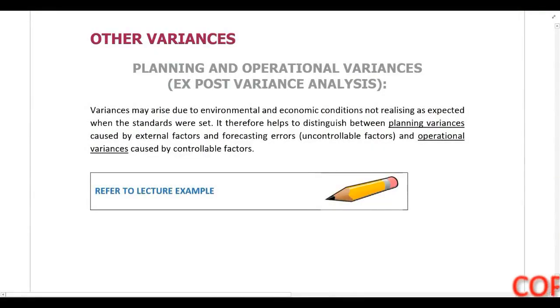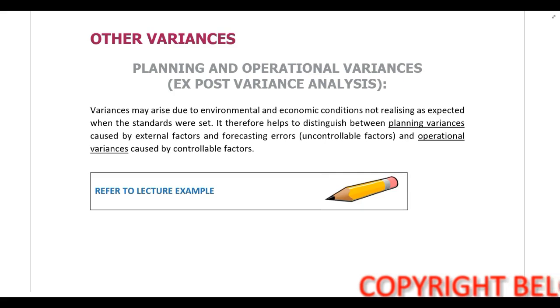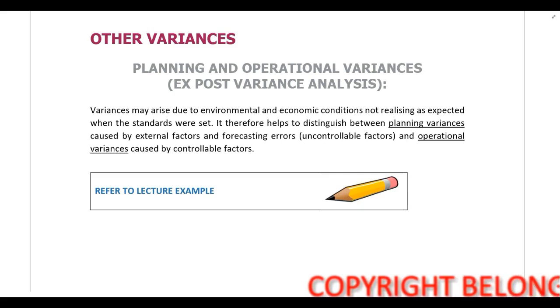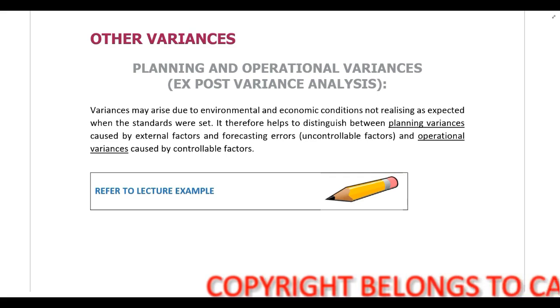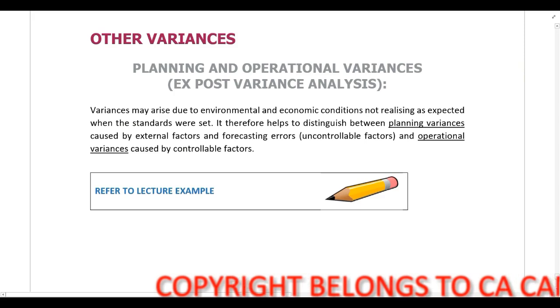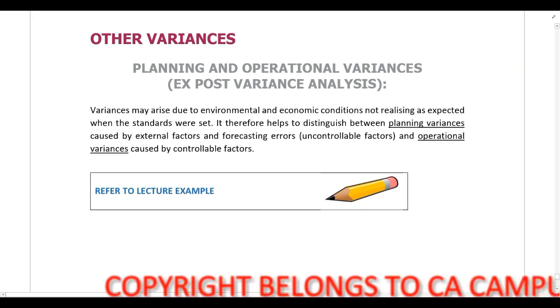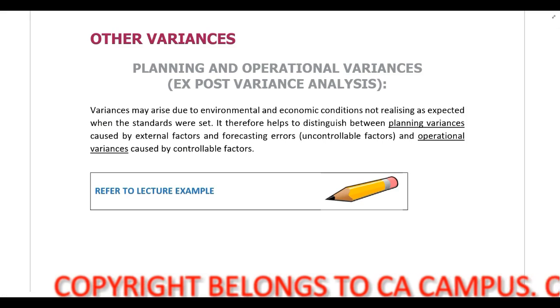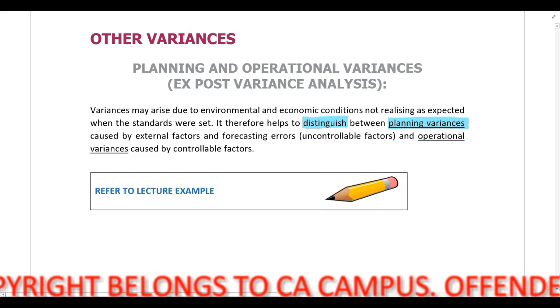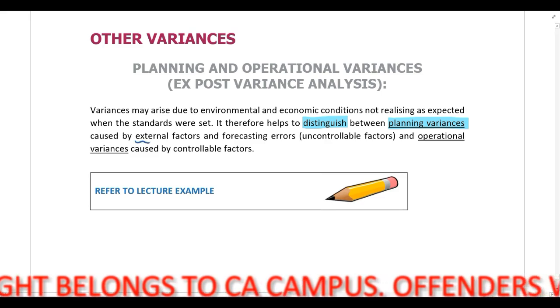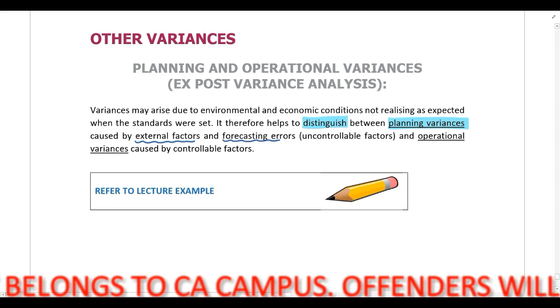Then, you'll remember I said to you, standards are set up front at the beginning of each year. However, those standards should be reviewed and continuously updated in light of new information. Now, you might have a problem where standards aren't updated in light of new information, and then it will be useful for the company to distinguish between planning variances, which are caused by external factors and forecasting errors.